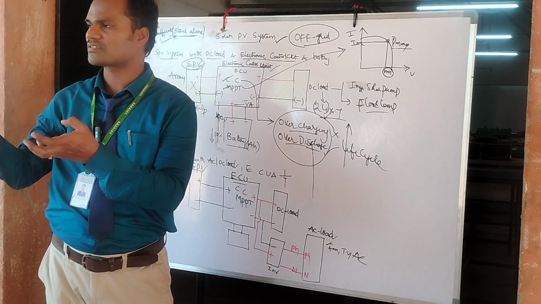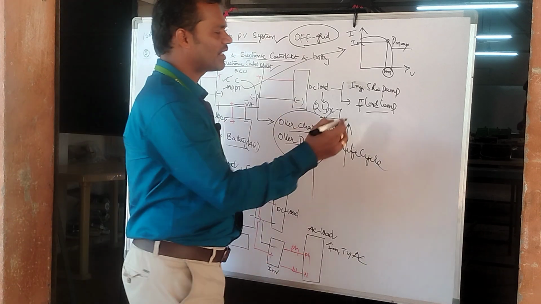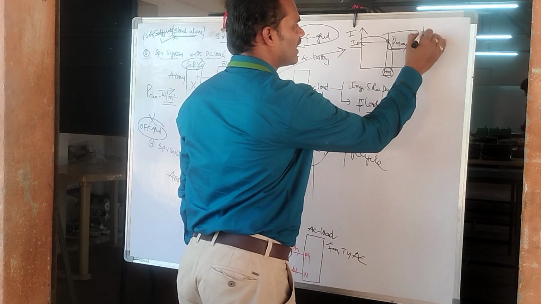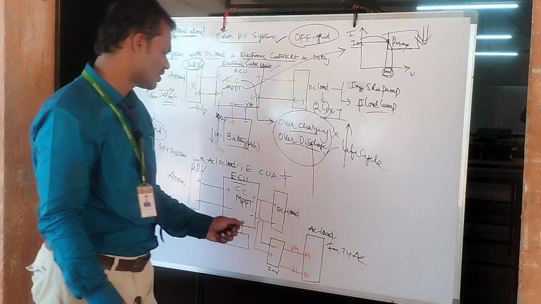So that load may be an AC tube light, AC charger or AC. So here in the DC load also you can connect your mobile phone. Why? Because the USB is there, no? So you can have Type C, and on the other side you can have USB.